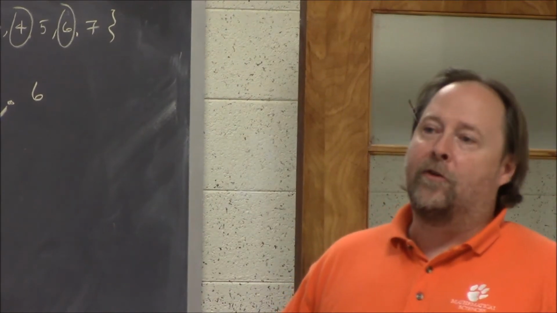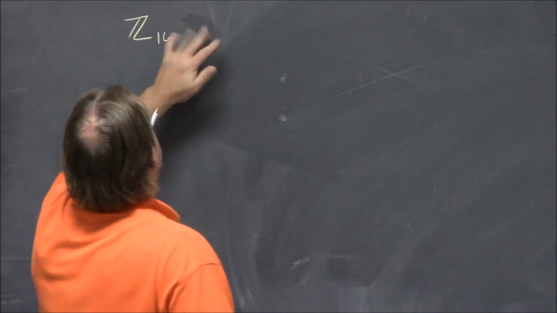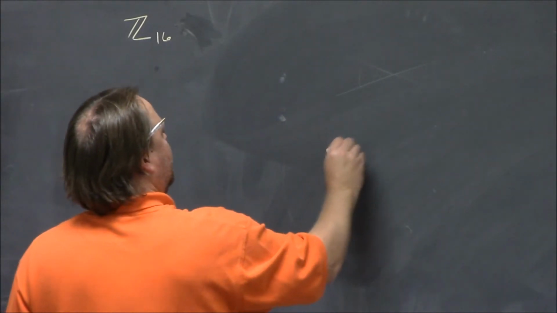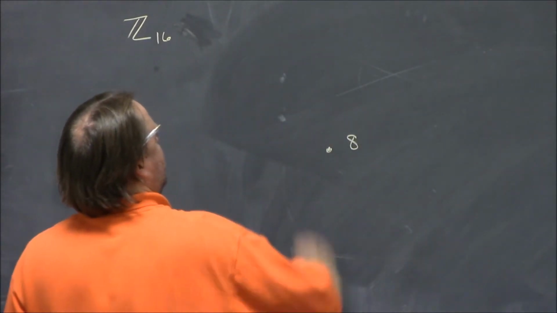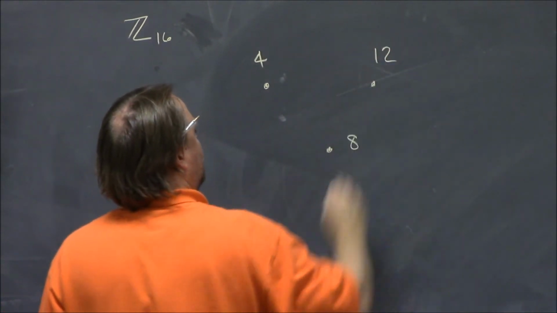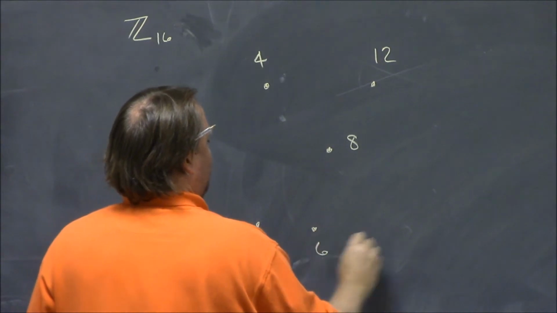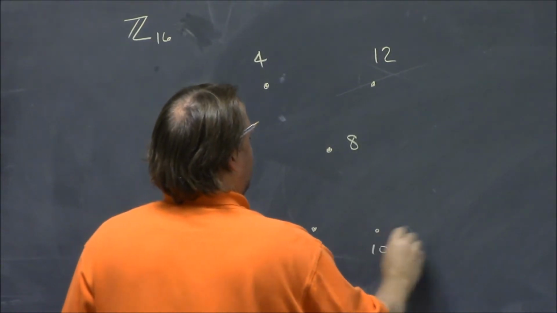How many vertices? 7, that's right. There should be 8 zero divisors. Toss out the one that's 0, and you're left with 7. Well, let me see here. 16, so let's do this. I've got 8, and then I've got 4, 12, and then I've got 2, 6, 10, 14.